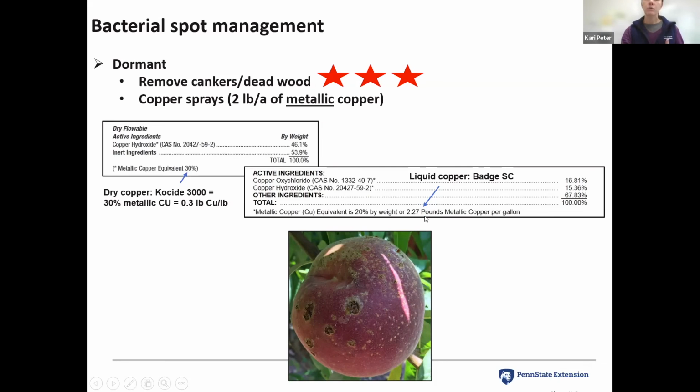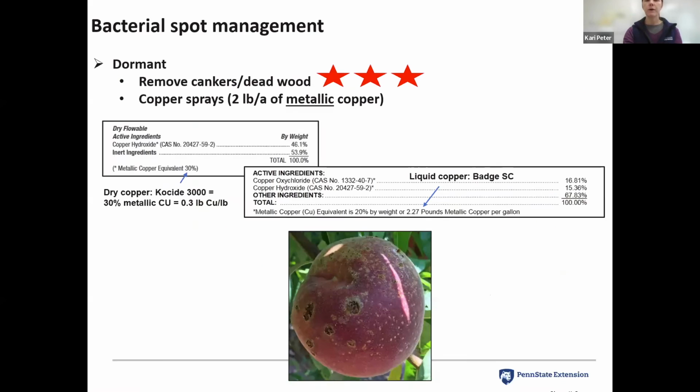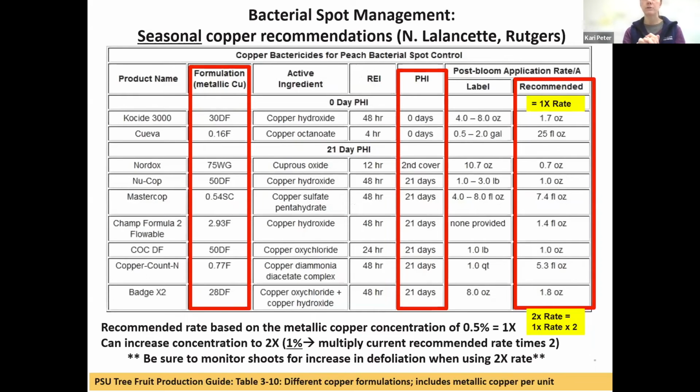So just as when we're throwing out a metallic copper rate to aim for, you want to be looking on the label of the copper that you're using. Okay, so this is a busy slide and I'm going to walk you through it. We talked about dormant applications, so let's talk about seasonal copper applications. This comes from Norma Lancet at Rutgers, and let me walk you through this table.